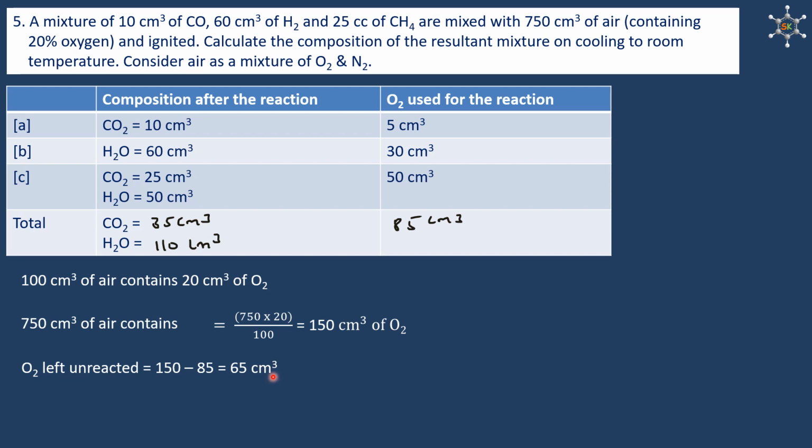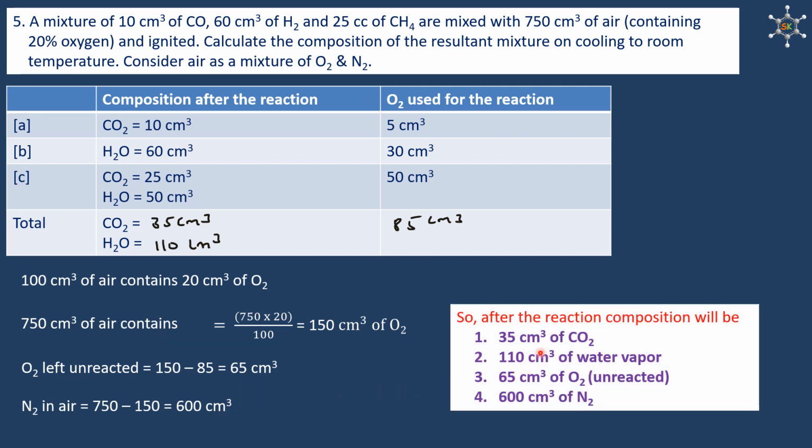We also know that air is a mixture of oxygen and nitrogen. In 750 cm³ of air, 150 cm³ of oxygen is present. So the volume of nitrogen in 750 cm³ of air is 750 minus 150, that is 600 cm³. So, after the reaction, the composition will be 35 cm³ of carbon dioxide, 110 cm³ of water vapor, 65 cm³ of unreacted oxygen, and 600 cm³ of nitrogen.